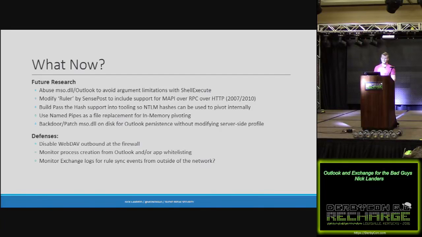And then I thought about this recently. You could potentially backdoor or patch the MSO DLL on disk for stealthy Outlook persistence that didn't include a rule file. If you got access to a host, you could patch their MSO DLL so that anytime an email was received and it checked the actions of a rule, you injected your code in there and said, hey, if it's past 12:30 on a Wednesday, execute this batch file over here. Really neat stuff.